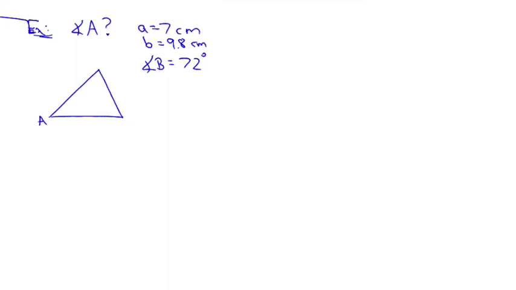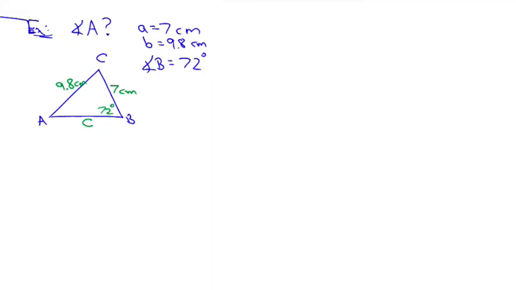How about this one? For example, find the measure of angle A, when you have a equal to 7 centimeters, b equal to 9.8 centimeters, and angle B, the measure of it, equal to 72 degrees. So draw a little triangle, A, B, C. Plug your information in what you can. So let's see, little a is 7 centimeters, so that's this side. Little b is 9.8 centimeters. It's opposite of big B. So we don't know what little c is. And angle B over here is 72 degrees.